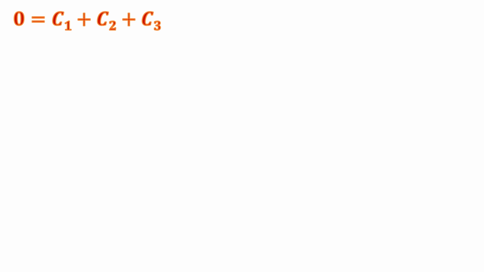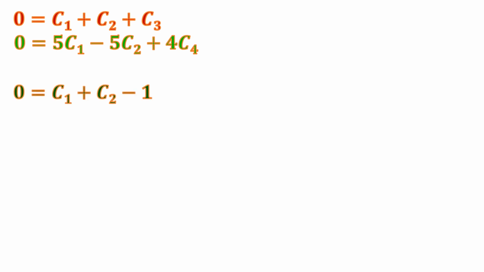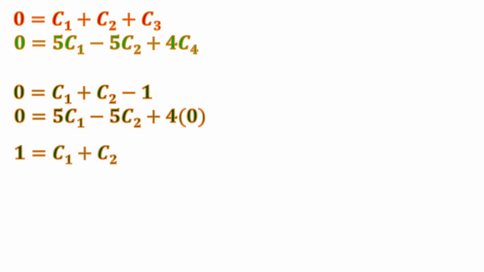So now we're going to use these two equations because we're given the C3 and the C4. That means we're left with C1 and C2. So C3 is negative 1 and C4 is 0. Now let's transpose the negative 1. It becomes positive 1. And 4 times 0 is 0. It's gone.